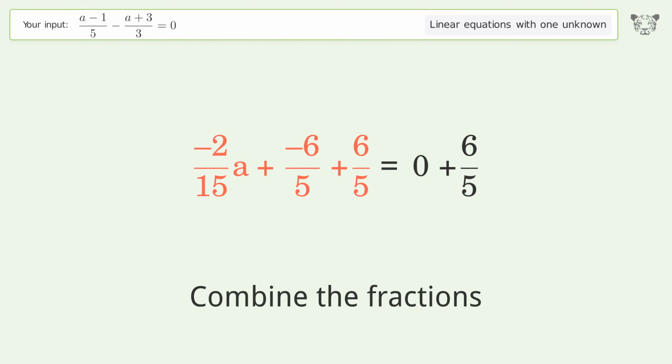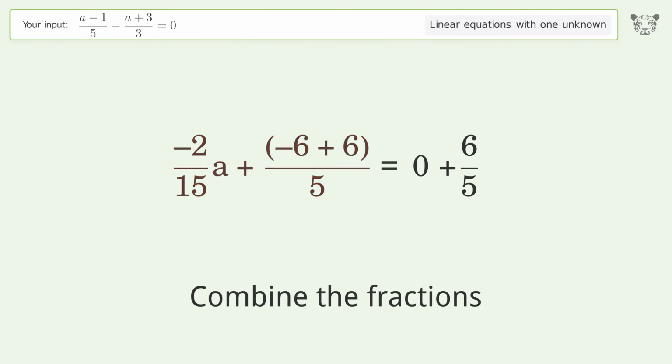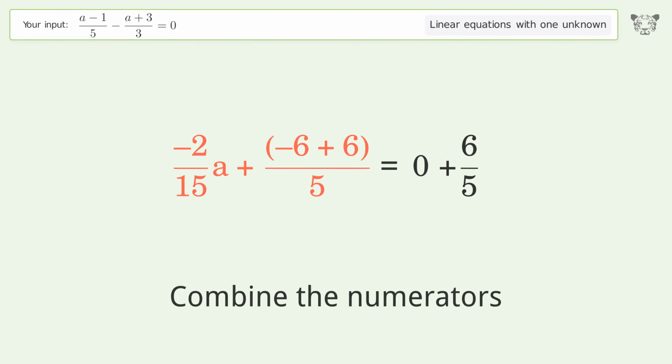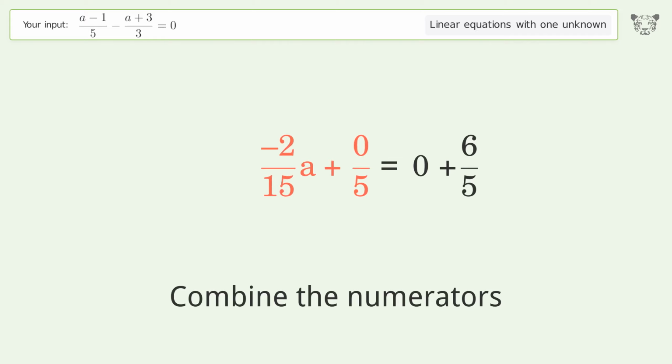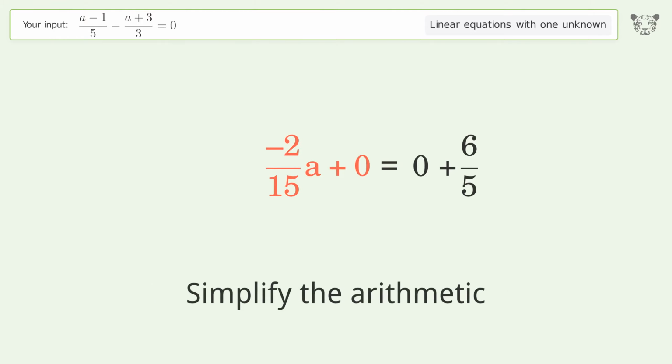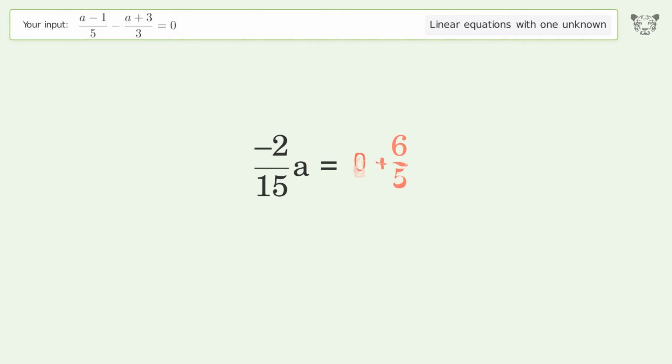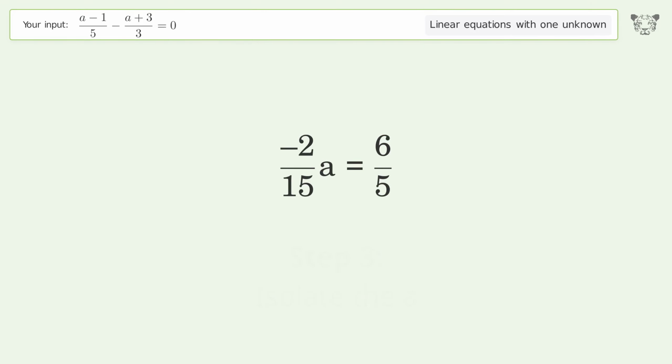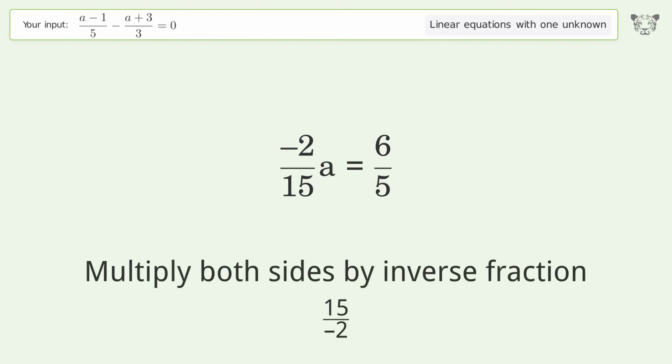Combine the fractions. Combine the numerators. Reduce the zero numerator. Simplify the arithmetic. Isolate the a. Multiply both sides by inverse fraction 15/2.